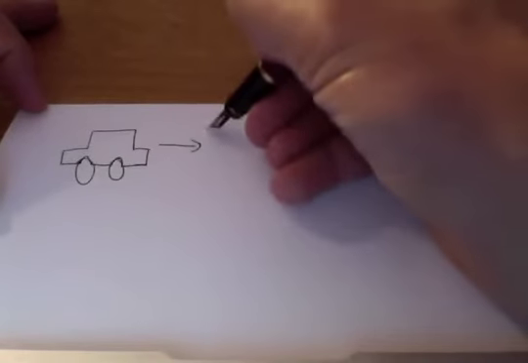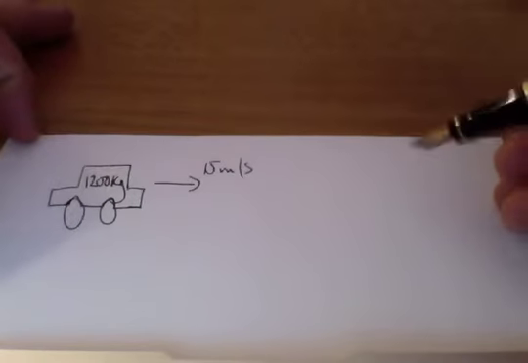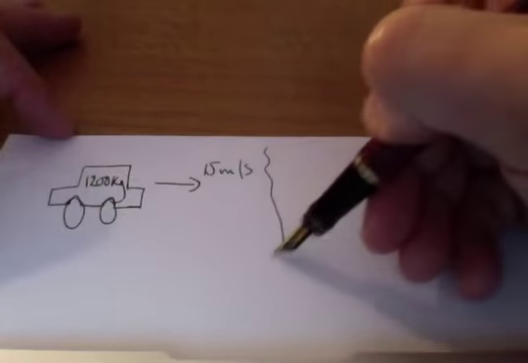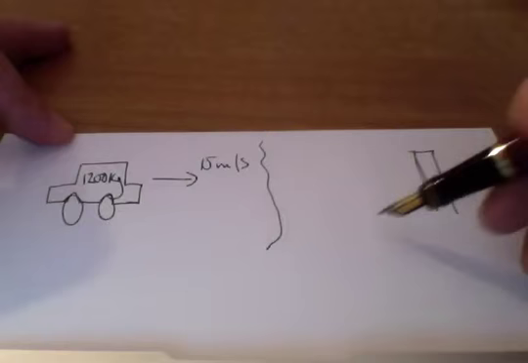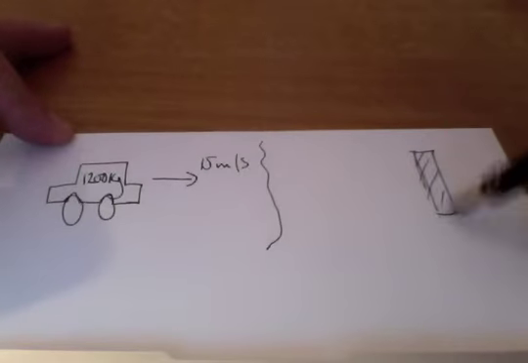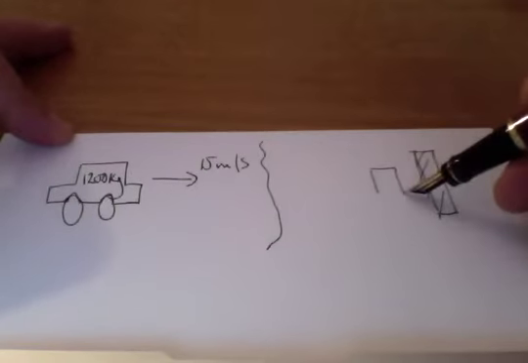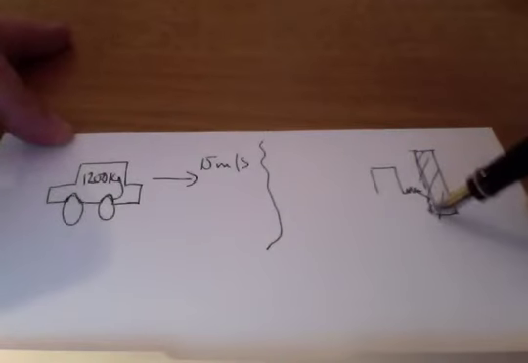We're going on to cars, car crashes. Here is my car. I'm very good at drawing these now. It's travelling along at 15 meters per second, 1,200 kilograms worth of car. That's initially, and then it strikes a brick wall and comes to rest in a mess.